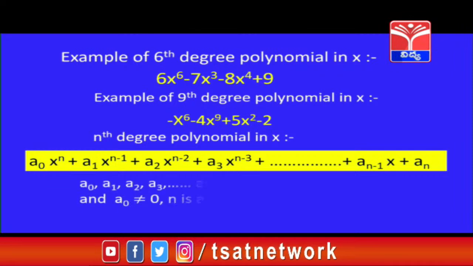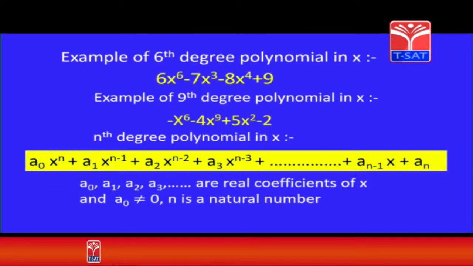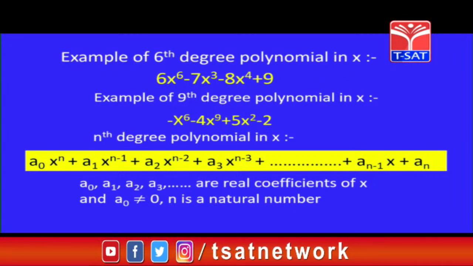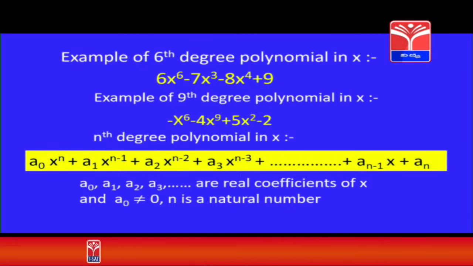Okay, here a0, a1, a2 are any real coefficients. We can take any real number. With the help of this, we can write any polynomial. So try to tell me how many terms can we write in a 12th degree polynomial. How many maximum number of terms we can write?